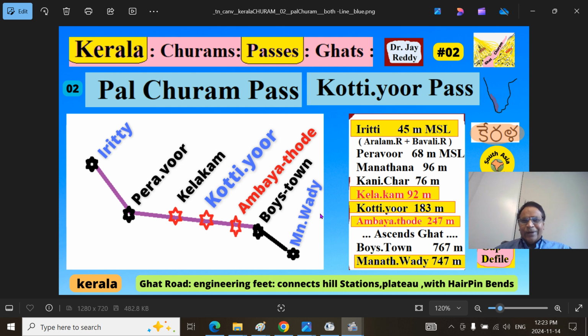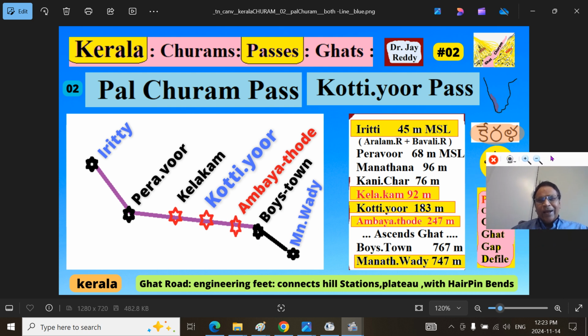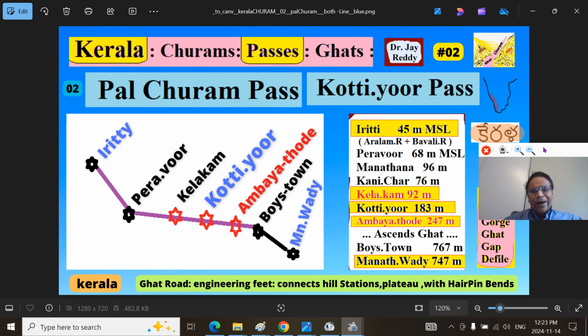Manathavady, they may be 700, 800, 900 meters or so. Here I have given the approximate heights. These heights are not written in stone. I have just put the pointer there and written. There may be some variations, but this gives you the broader idea. That's what the point is.